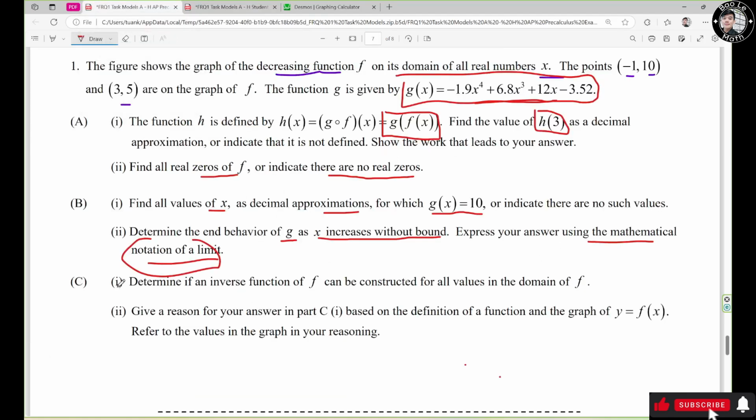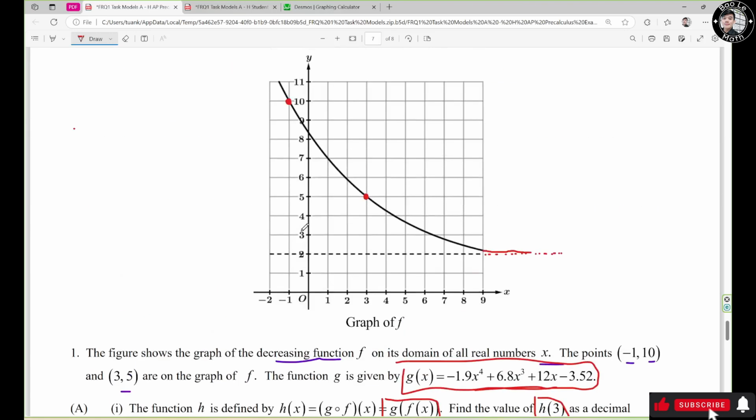Now let's move on to C1i. Determine if an inverse function of f can be constructed for all values in the domain of f. Now we look at the function f right here. We just use the horizontal line. We see that every time the horizontal line intersects the graph, it is at only one point. So it does have an inverse function.